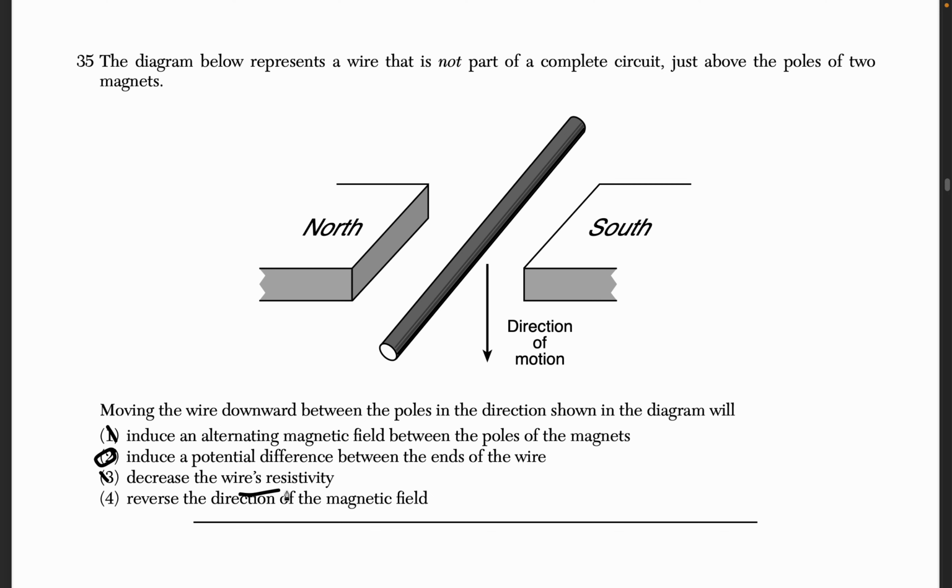First of all, we cannot decrease the wire's resistivity, because we're not changing the material or anything like that. The direction of the magnetic field cannot be reversed. Induce an alternating magnetic field? No, it's not alternating. It always acts in one way.